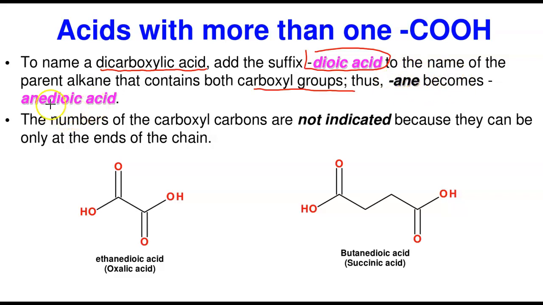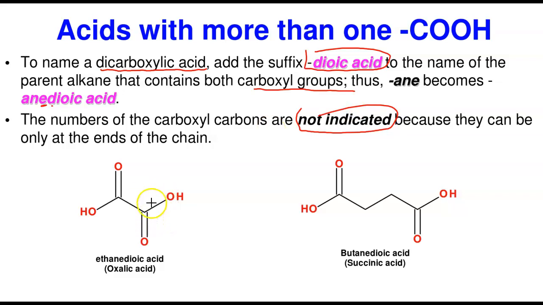In this case, we're going to leave the E here because this is a D. This is a consonant, so we leave the E. The numbers of the carboxylic acids, of course, are not indicated as usual because they are always at the end of the chain. So let's take a good example.